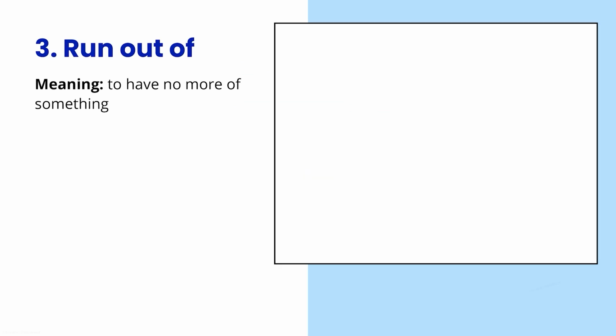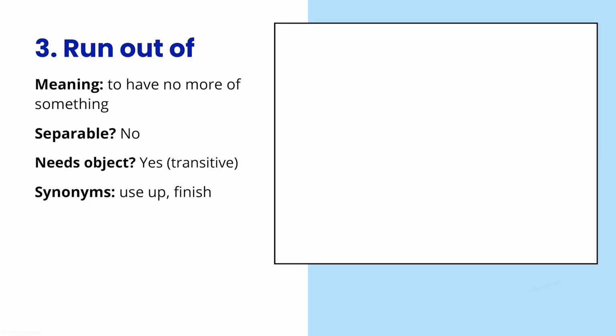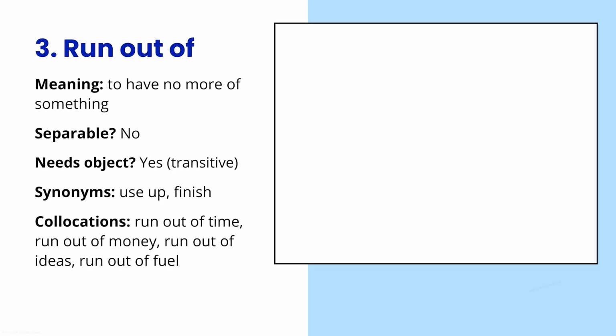Run out of means to have no more of something, so there's nothing left. Is it separable? No. And does it need an object? Yes, it does. Here are some synonyms: use up and finish. Here are some collocations: run out of time. So if you run out of time, well, you have no more time left. Run out of money, well, no more money left. Run out of ideas, run out of fuel.